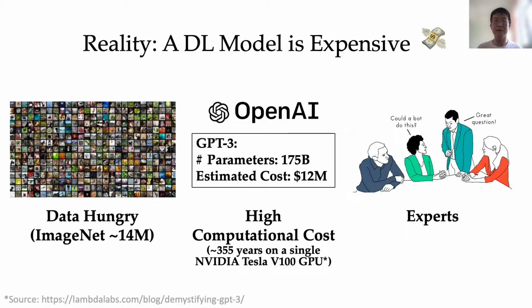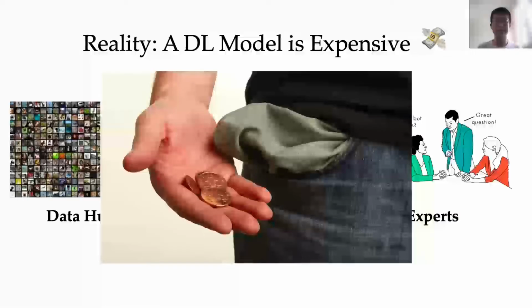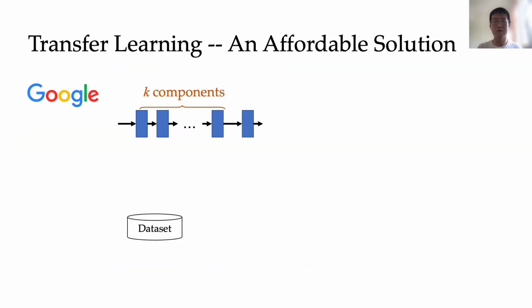Sometimes we need to hire an expert team to design, develop, and deploy the deep learning model. So it's hard to build and use a high-quality model when we only have limited training data and training resources. We need to find some way to tackle the above challenges. Nowadays, we have an affordable solution called transfer learning.